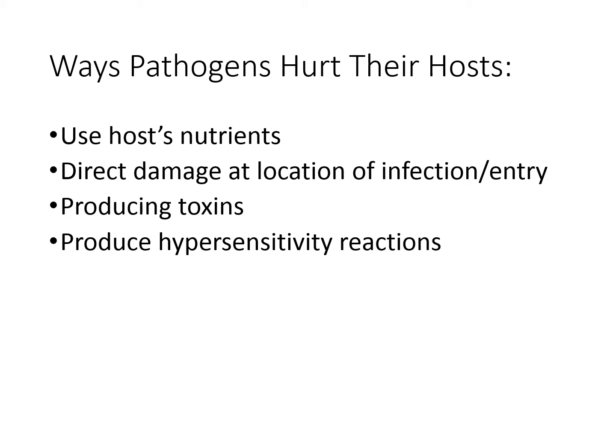So it turns out there are 4 ways that pathogens hurt their hosts. The first thing that they might do is they'll use host nutrients. The second thing that they'll do is they'll cause direct damage at the location of infection or their entry point. The third thing that they might do is produce toxins. And then the fourth thing that they do is produce a special hypersensitivity reaction. And before I finish today's lecture, we will have gone through all of these different methods of damage.